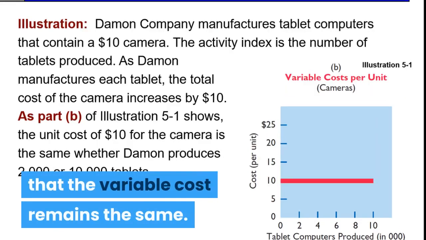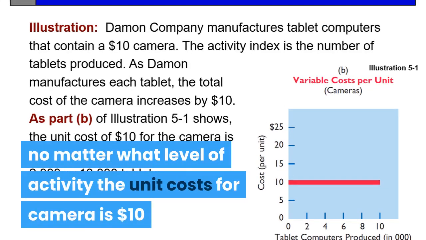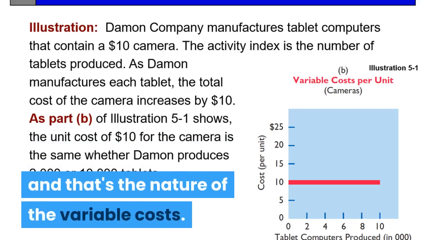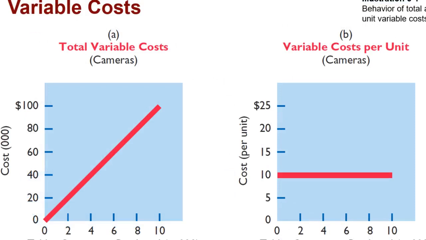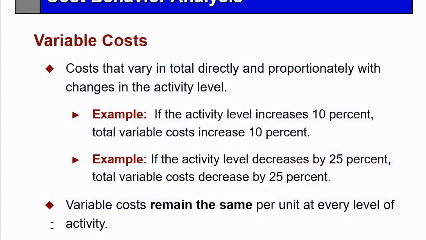We can see that the variable cost remains the same per unit. If we were to graph it on a unit basis, this is what it would look like no matter what level of activity. The unit cost for the camera is $10, and that's the nature of the variable cost. Graphed in total, it is directly proportional to changes in the level of activity. However, it remains the same on a per unit basis. It does not change.